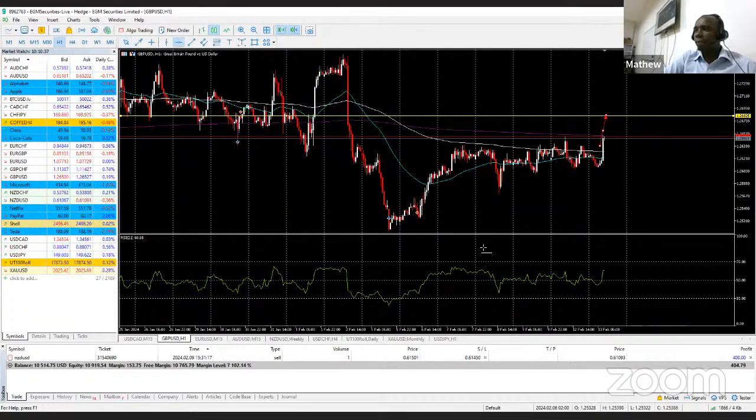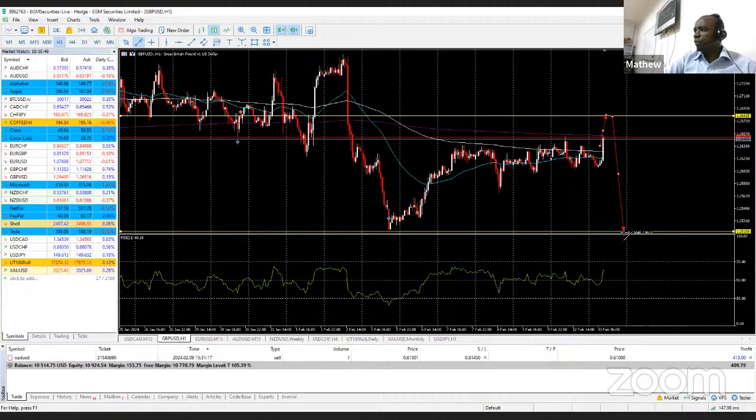CPI later from 4:30 Kenyan time, East African time for our clients in Uganda. So this is a possible push on GBP USD. Right, so maybe we could see that action play out today.